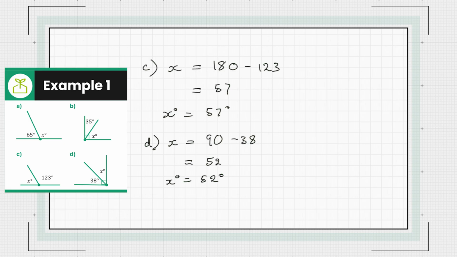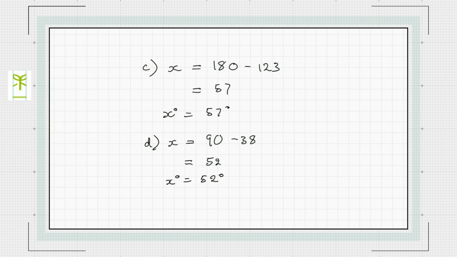Okay, so this is how we can use right angles and straight lines ultimately to solve for unknowns, because we know they have to add up to a specified amount. All right angles have to add up to 90, and all straight lines, all the angles on a straight line have to add up to 180 degrees.